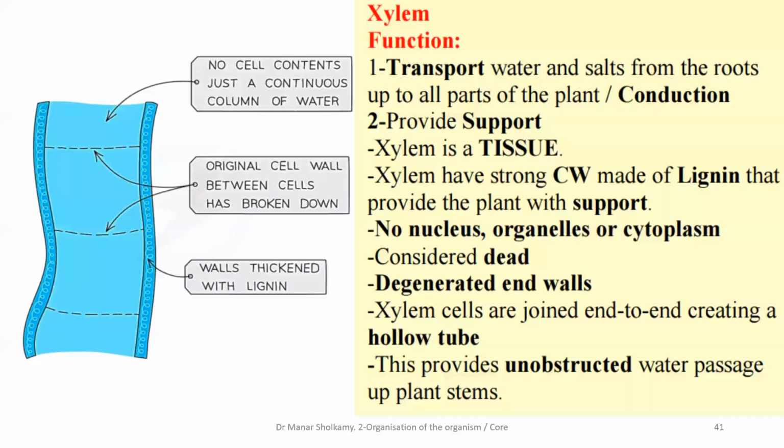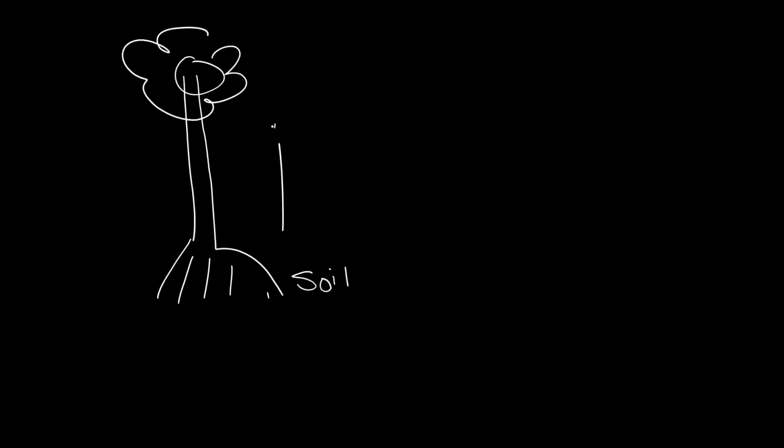Okay. Now we will talk about the xylem tissue. By the way, the xylem is a tissue. It's not a cell. The xylem tissue. This is my plant. These are the roots, and this is the flower. Water moves from the soil up to the flower.